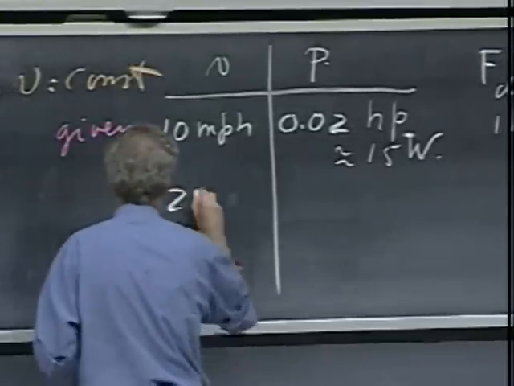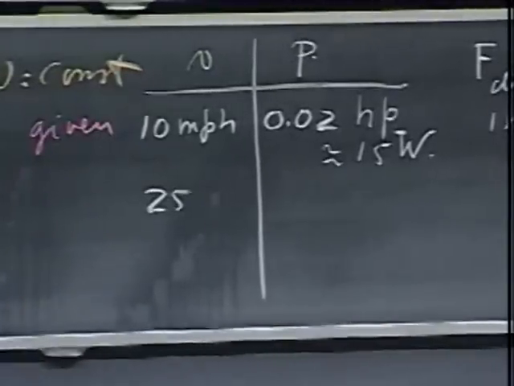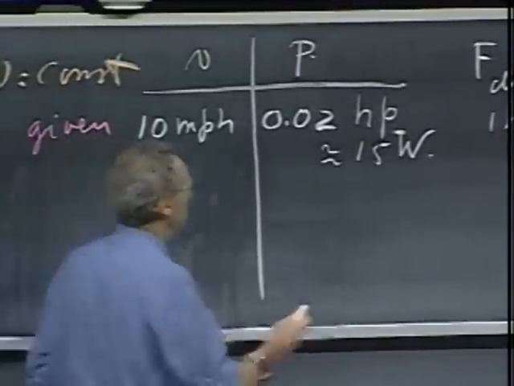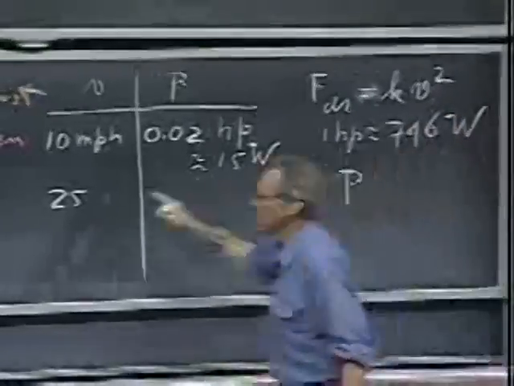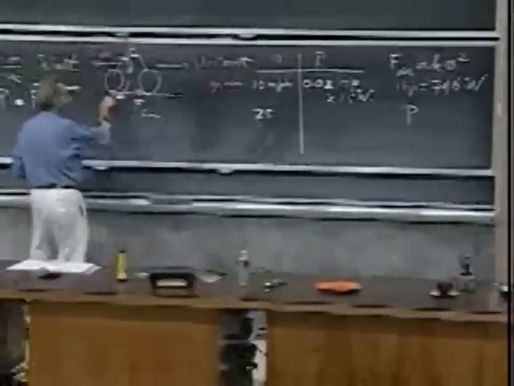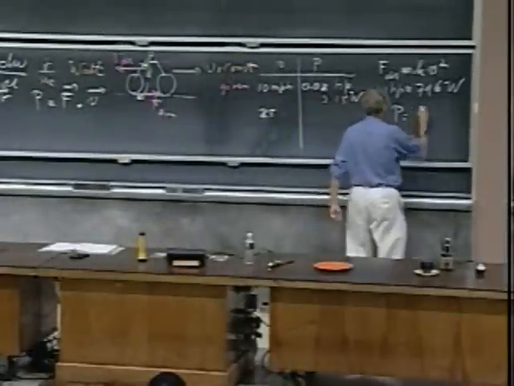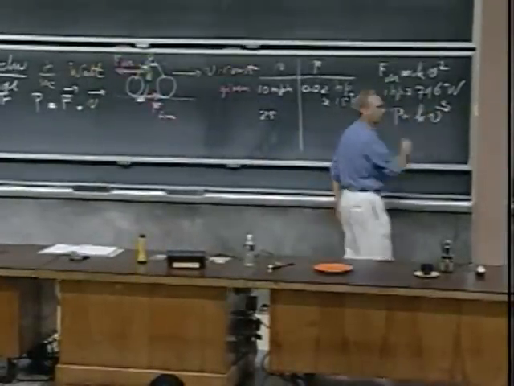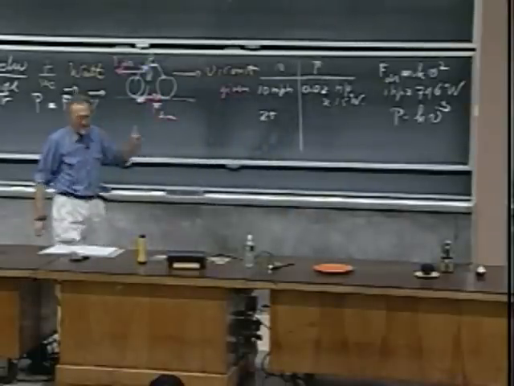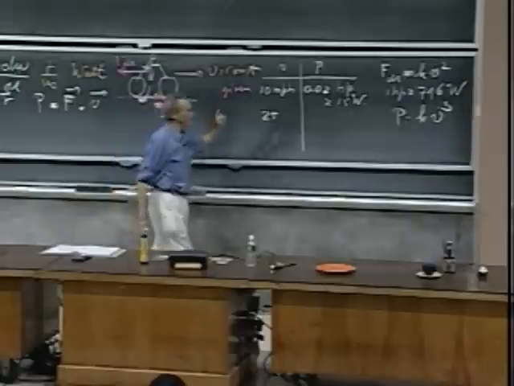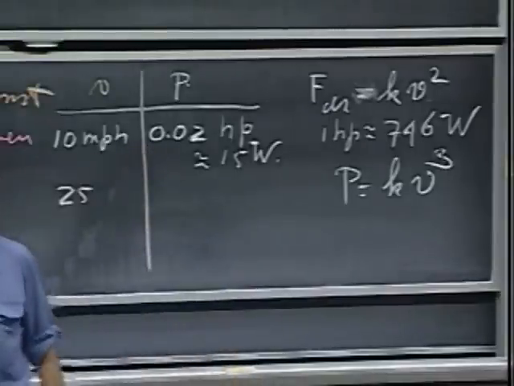So here we get 25. That is 2.5 times higher. But now the power that I have to generate is the dot product between the force and the velocity. Now the force and the velocity are in the same direction, so the dot can disappear. So I get that the power is k times v to the third. And so now if I want the speed to go up by a factor of 2.5, the power that I have to generate is 2.5 to the power 3 times higher, and that is about 15 times higher.